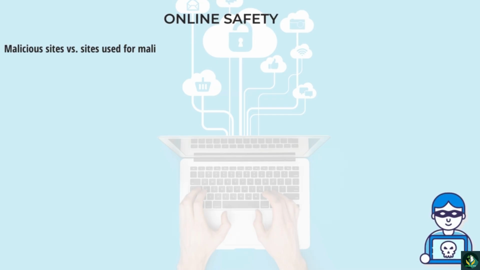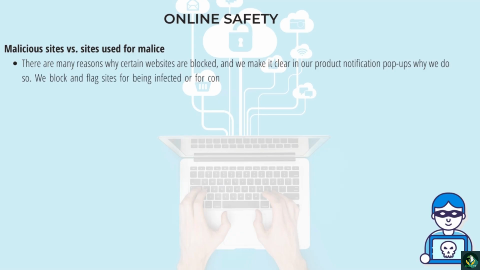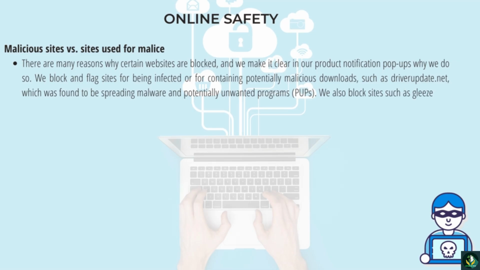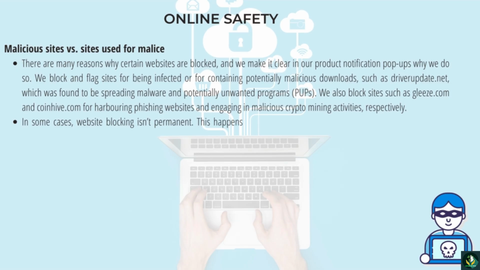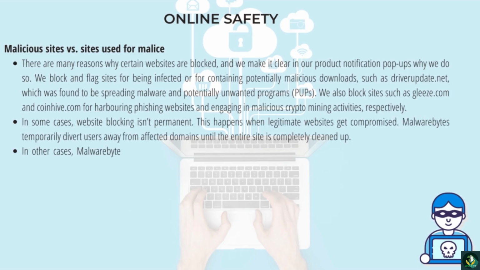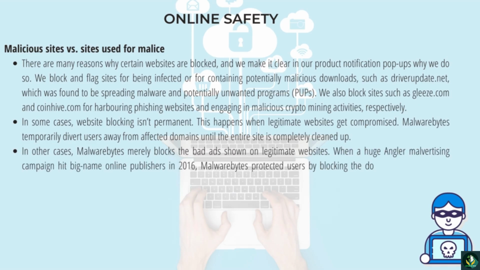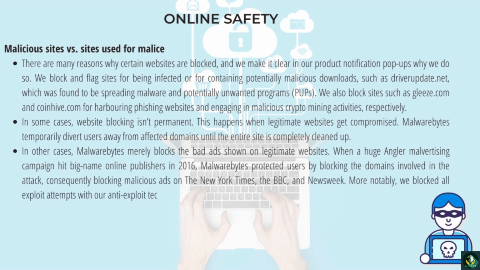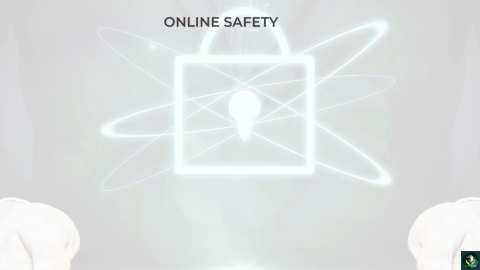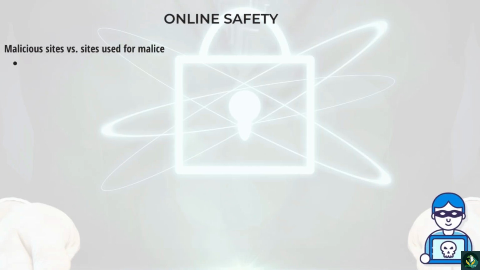Malicious sites versus sites used for malice. There are many reasons why certain websites are blocked, and we make it clear in our product notification pop-ups why we do so. We block and flag sites for being infected or for containing potentially malicious downloads, such as Driver Update Net, which was found to be spreading malware and potentially unwanted programs, or PUPs. We also block sites such as Glees.com and CoinHive.com for harboring phishing websites and engaging in malicious crypto mining activities, respectively.